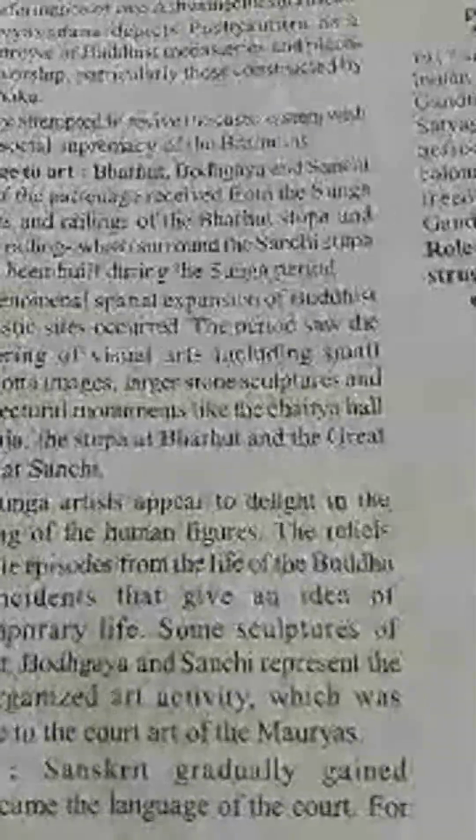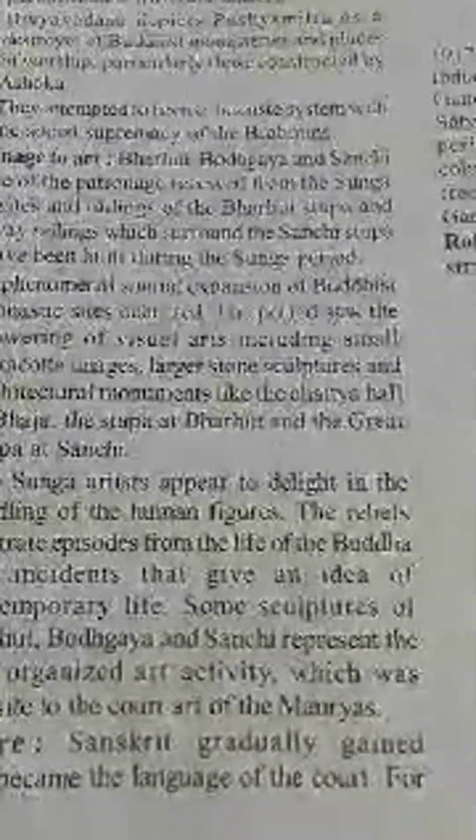The Sunga artist appears to delight in the handling of human figures. The reliefs illustrate episodes from the life of the Buddha, and incidents giving an idea of contemporary life. Some sculptures of Bharhut, Bodhgaya, and Sanchi represent the first organized art activity, which was opposed to the court art of the Mauryas.